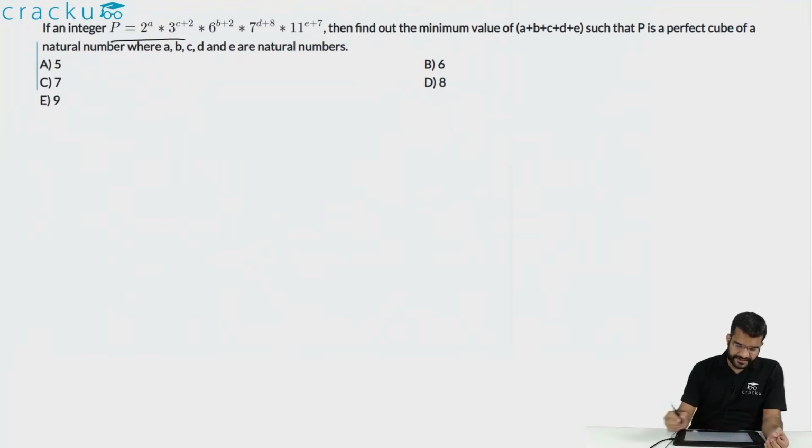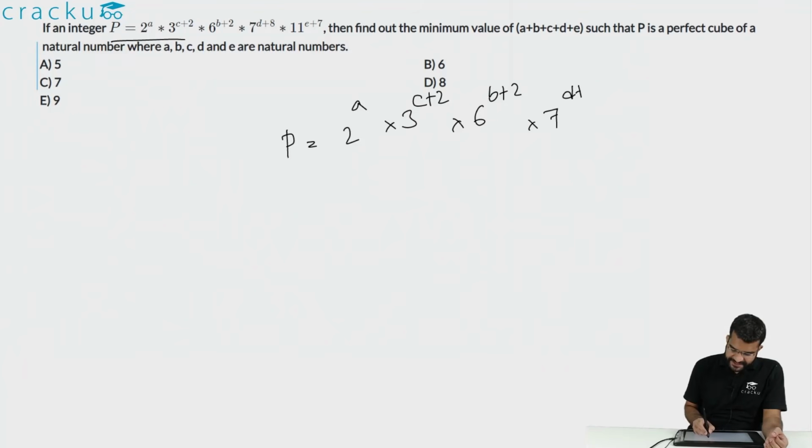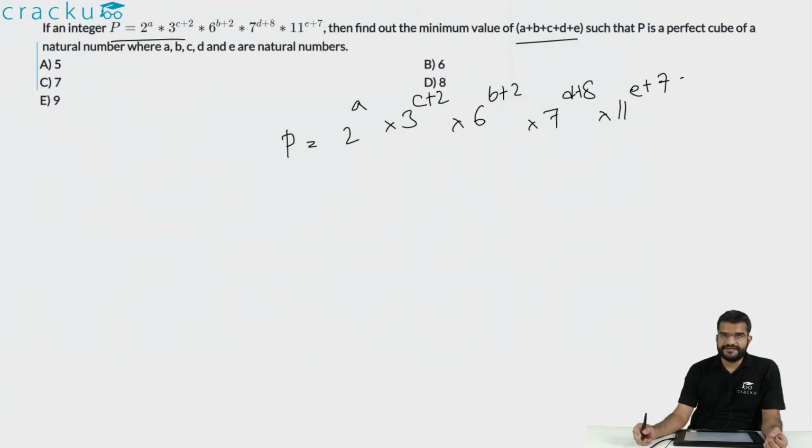In this question, we are told that there is an integer p which is equal to 2 to the power a into 3 to the power c plus 2 into 2 to the power a into 3 to the power c plus 2 into 6 to the power b plus 2 into 7 to the power d plus 8 into 11 to the power e plus 7. We are required to find out the minimum possible value of a plus b plus c plus d plus e such that p is a perfect cube of a natural number, and a, b, c, d, e are also natural numbers.